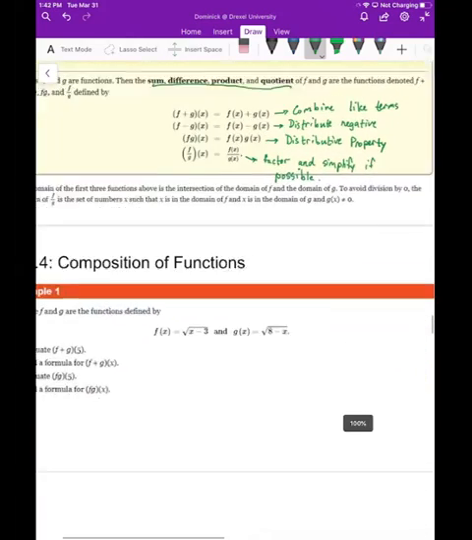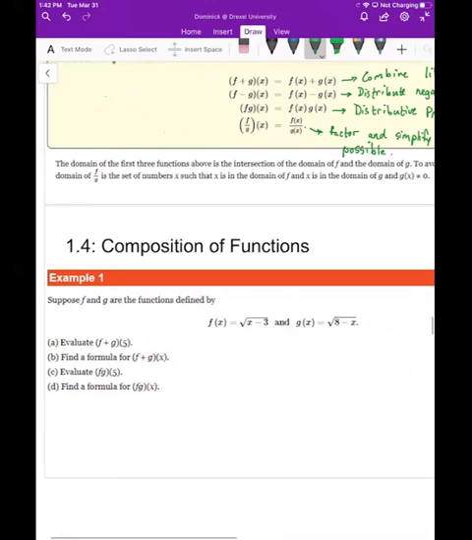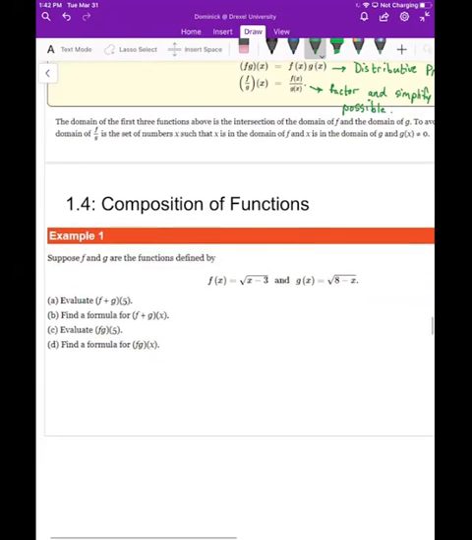Okay, so first of all, in part A, we have that f of x is square root of x minus 3, and g of x is square root of 8 minus x. Now in part A, we want to evaluate f plus g of 5. But what does that mean? That means that we want to find f of 5 plus g of 5, right? So if I plug in a 5 in my f equation, that's square root of 5 minus 3. And if I do the same thing for g, that's a square root of 8 minus 5. So I just went into each function and replaced x with the number 5.